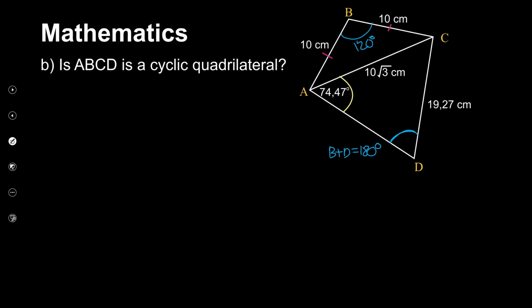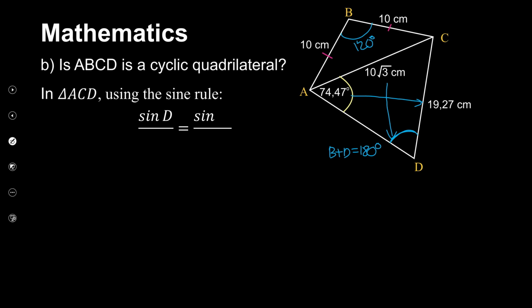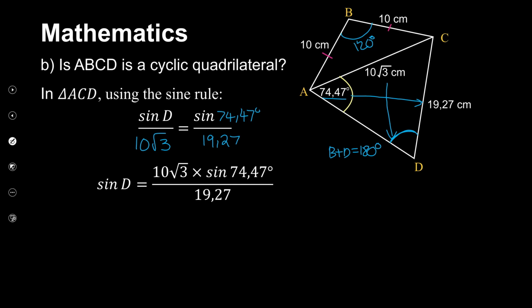So we're going to begin by looking at triangle ACD and try and find the value of D. Now if we examine triangle ACD, we have one full pair, and we can work out D using this half pair here. So we're going to begin by saying sine of D over the side across it, and the side across that is 10 root 3, is equal to sine of the angle, and the angle we are given here is this angle here, and we're going to use the side across it, and the side across it is 19,27.